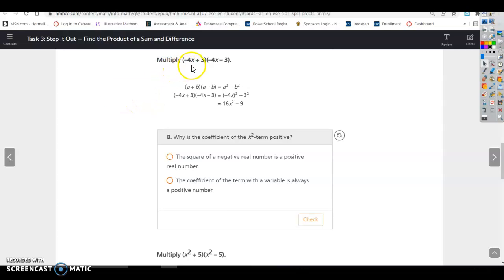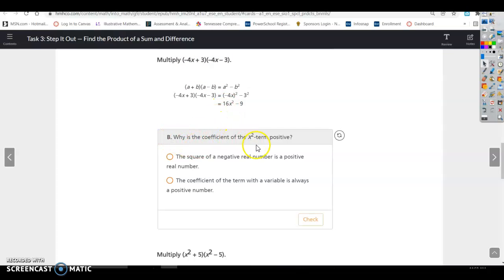So let's look at this one. Same binomial, different sign in the middle. So we're going to square the first term. Negative 4x squared is 16x squared, and then negative 9, because 3 squared is 9. And the reason this is positive, a negative times a negative is a positive. So a negative squared is the same thing as a negative times a negative.